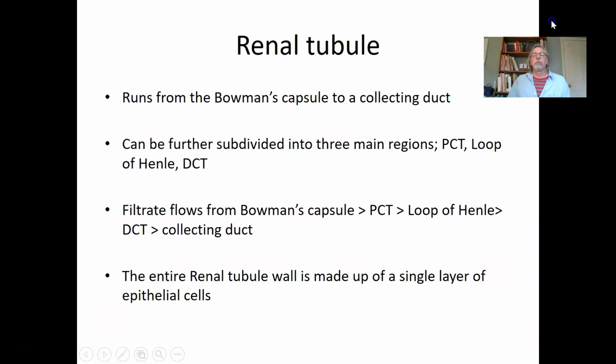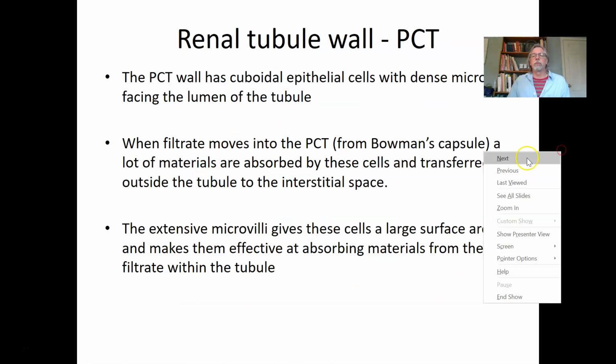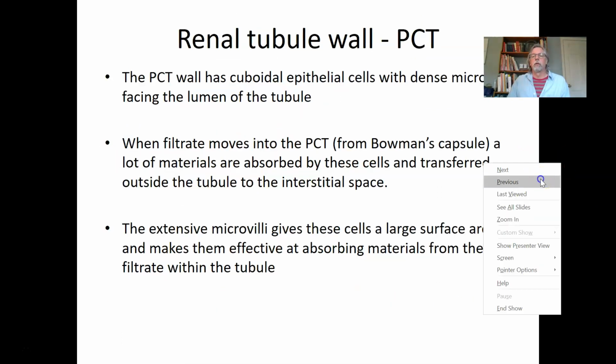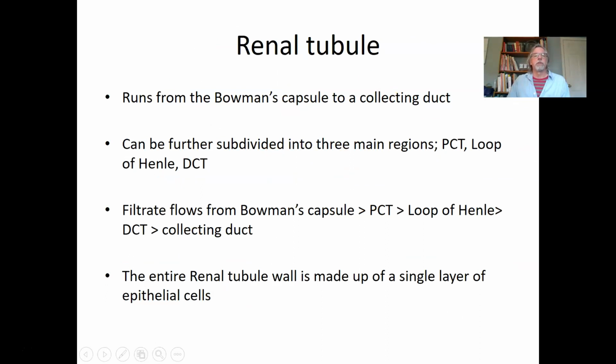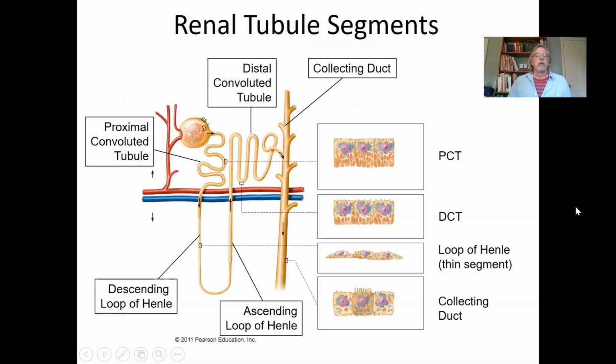All right, so the renal tubule altogether is made up of different segments, the PCT, the loop of Henle, the DCT, through which filtrate from the blood is going to pass. The entire wall of this tubule is made up of a single layer of epithelial cells. And these cells are mostly cuboidal. If you look in the PCT, single layer of cuboidal cells. If you look in the DCT, also single layer of cuboidal cells.